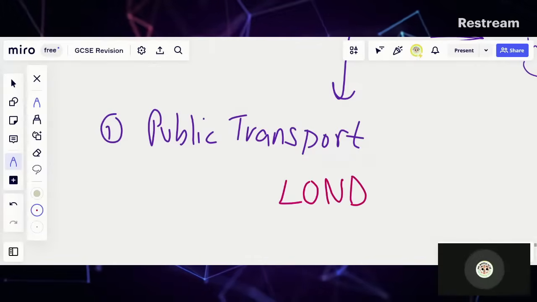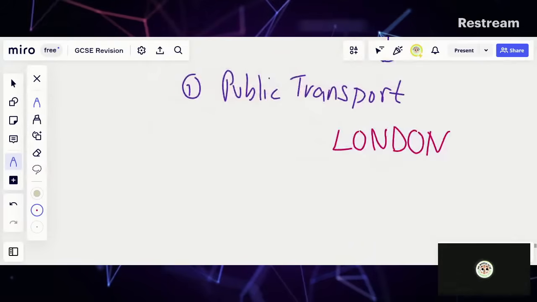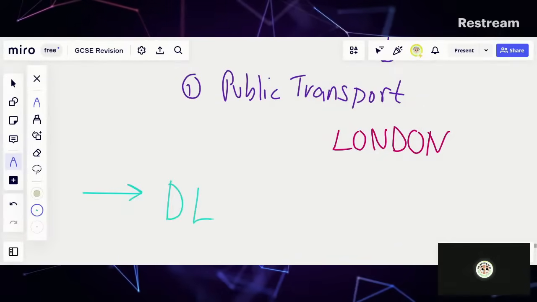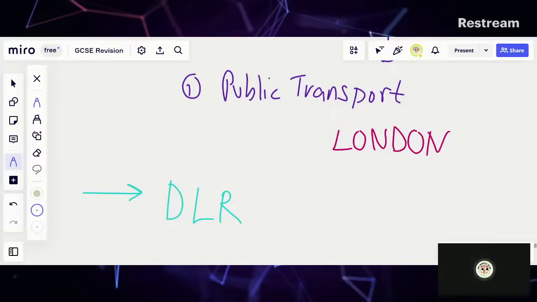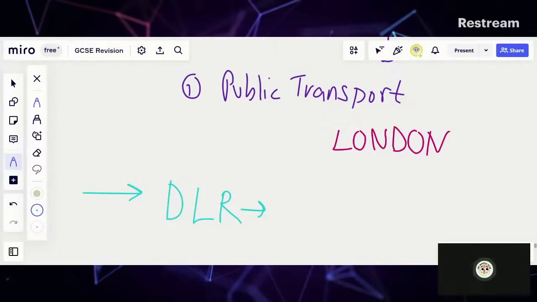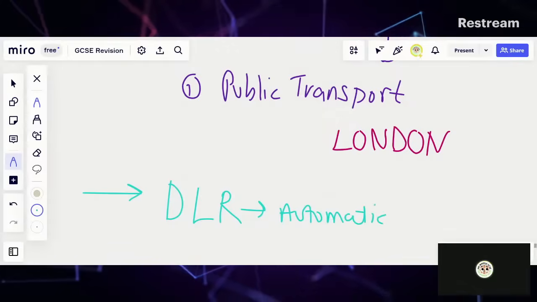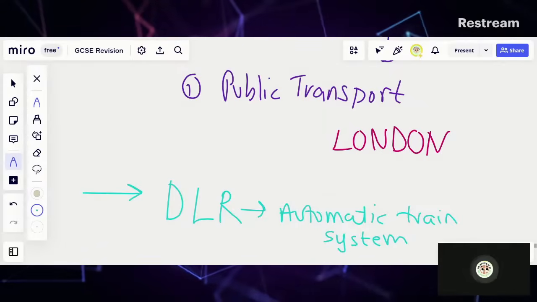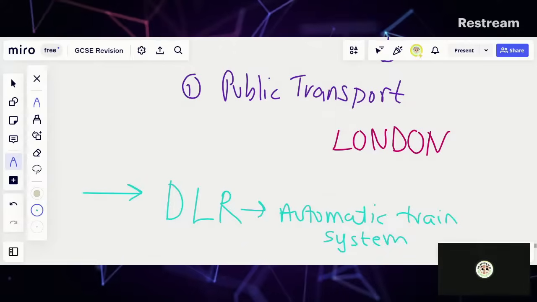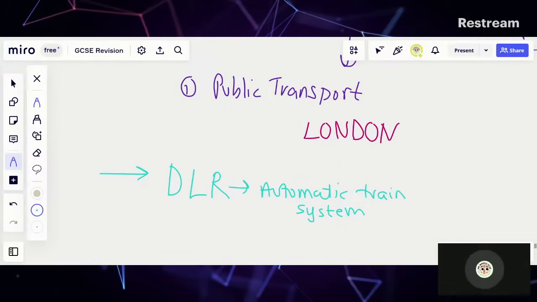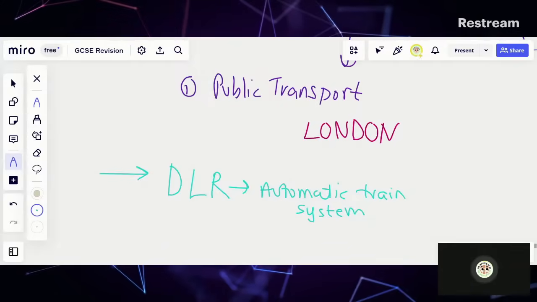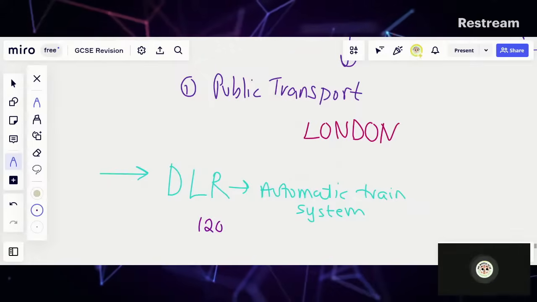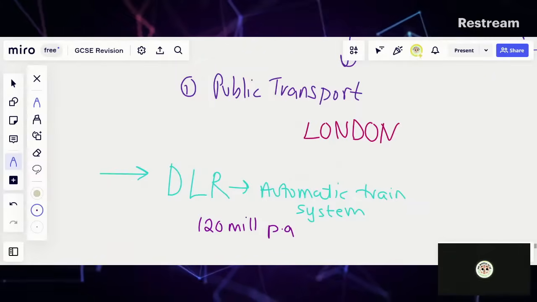Now, this isn't an example or a case study, but it's just something you need to know as part of your content. So, one scheme is called the DLR. Now, if you live close to or in London, you may be familiar with this. This is the Docklands Light Railway. Now, this is actually an automatic train system. This automatic train system connects the east of London to the city centre. It operates mostly on tracks above the street level, and it actually is so useful because it connects 120 million people. So it's used by 120 million people per year or per annum.